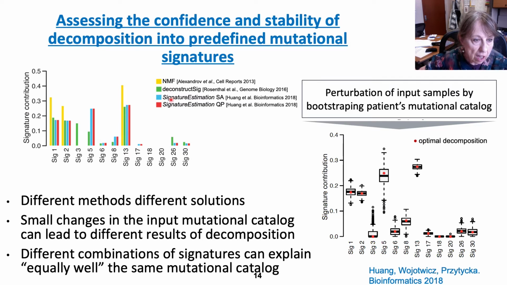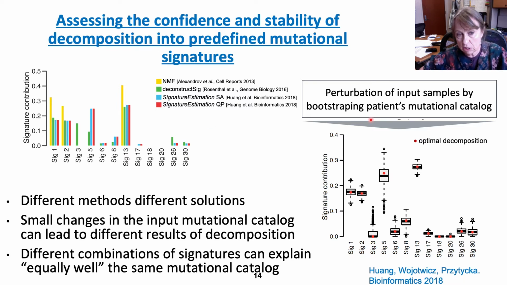Interestingly, for our own decomposition method, signature estimation, which is based on quadratic programming and thus should be providing an optimal solution, we also noticed that a small perturbation in the input data can sometimes lead to quite significant perturbation in the resulting decomposition. So the decomposition is often unstable, and therefore some statistical framework of assessing a probability, a p-value, for the existence of each signature is really needed.